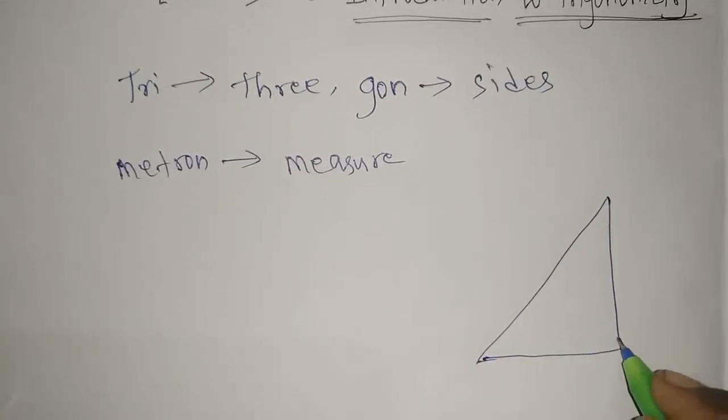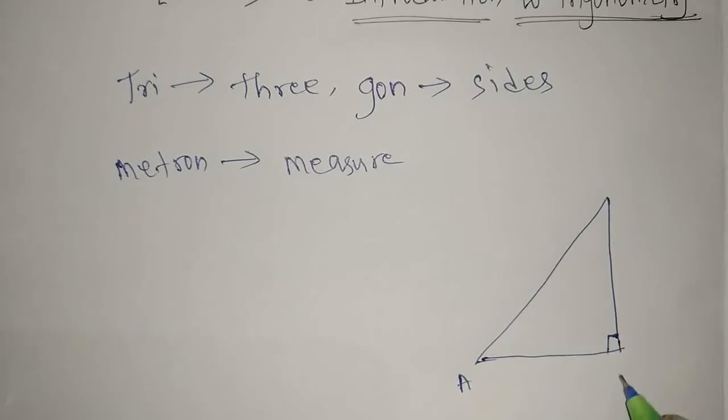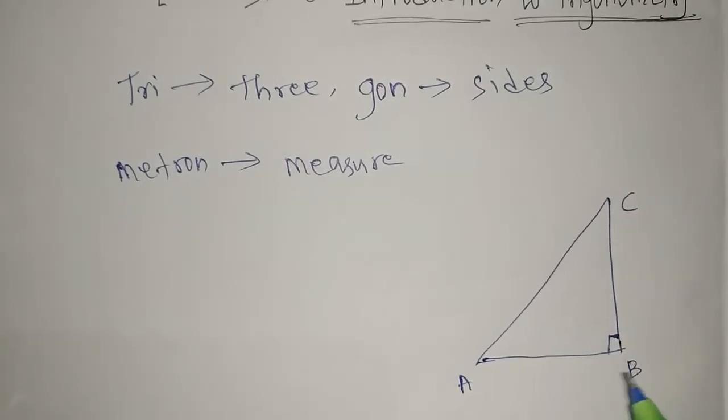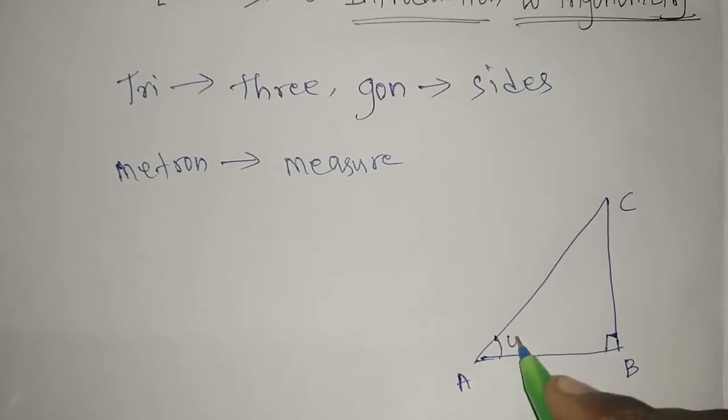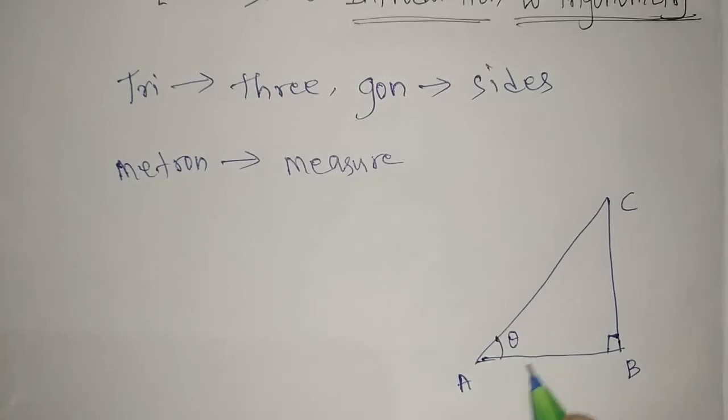A right angle triangle means one angle should be 90 degrees. I am taking a triangle named ABC. In ABC, angle B is 90 degrees and angle A is theta. Theta is just a name I am giving to the angle. This is also one of the Greek letters. Theta, alpha, beta, any even smaller letter you can use, no problem.